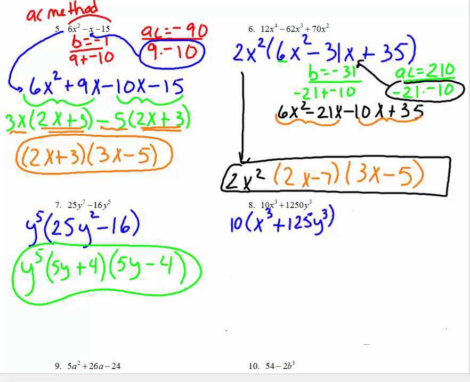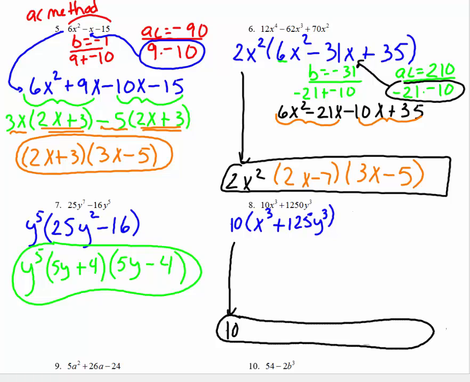Since we do have a GCF of 10, you could keep that throughout the whole problem, or just bring it down and know that in your answer you're going to have a 10 as part of it. Let's look at x cubed plus 125y cubed. Two terms. It's either a difference of squares, difference of cubes, or sum of cubes. Because we have a plus sign, that would be our sum of cubes.